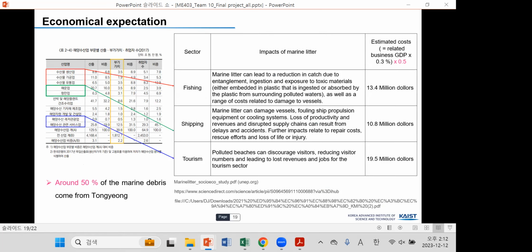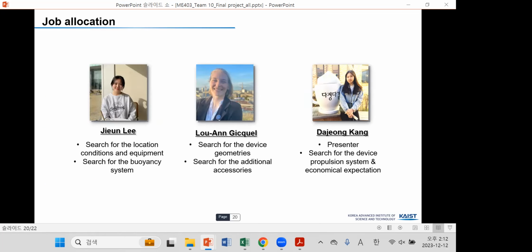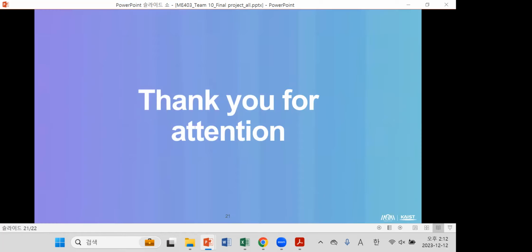And then we simply calculated the economic expectation. By referencing the left GDP table, we calculated the estimated costs for each business. One thing you can notice is that we multiplied by 0.5 because only around 50% of the marine debris comes from Tongyang. So this is the job allocation for our team members, and thank you for your attention.